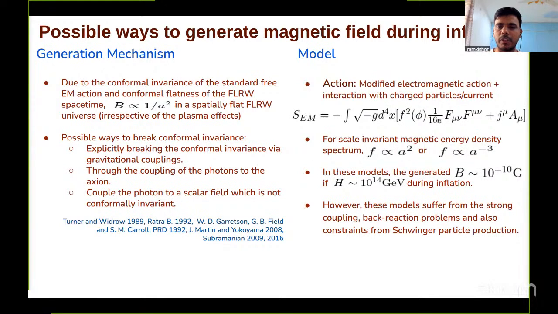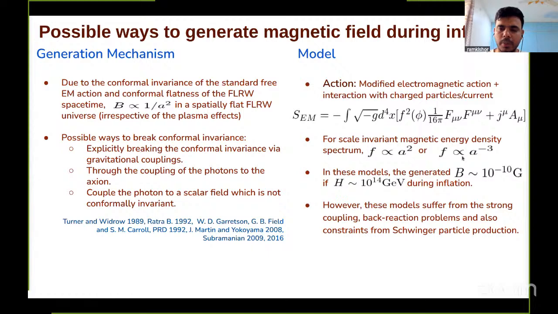So that model is where you modify your standard electromagnetic action in this form, where you take an additional coupling with a scalar. You take it in this way because you don't want to break the gauge invariance, but you want to break the conformal invariance. So if you look at this function phenomenologically, let's say you take different time evolutions of this function, and ask the question: is it possible to have a scale invariant magnetic field energy density spectrum, which has been asked also earlier. There are two possibilities: either this coupling function grows as a square or decays as a to the minus 3, where a is the scale factor during inflation. These two possibilities will give you a scale invariant spectrum.